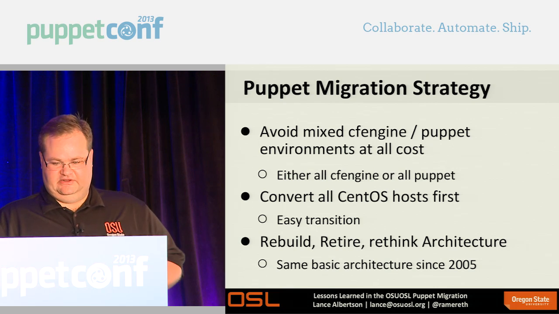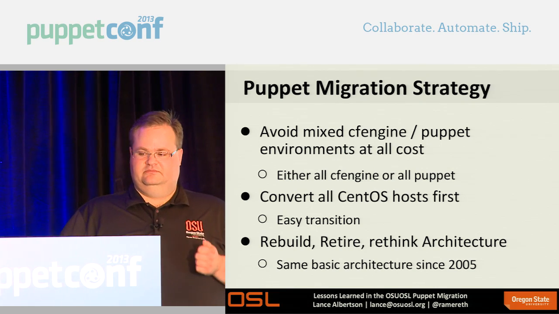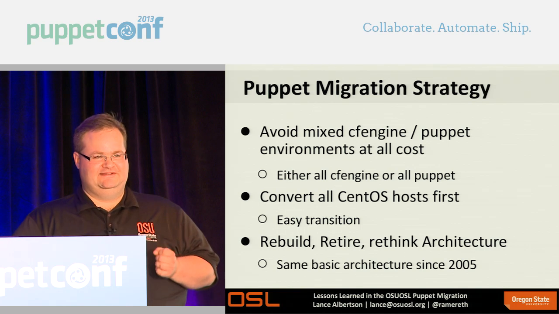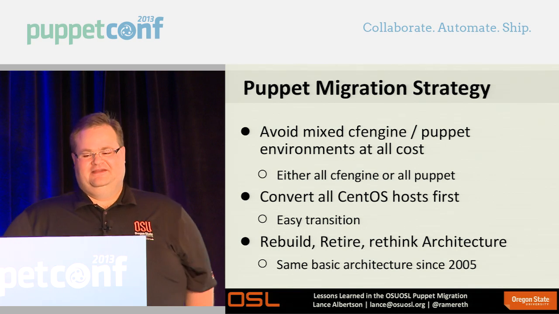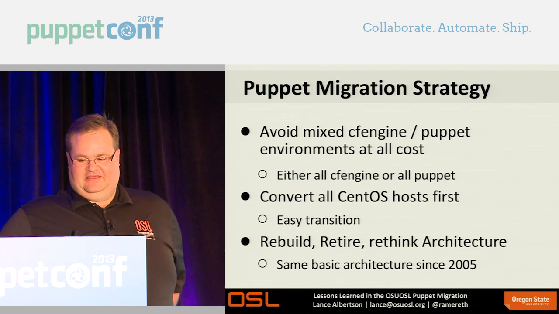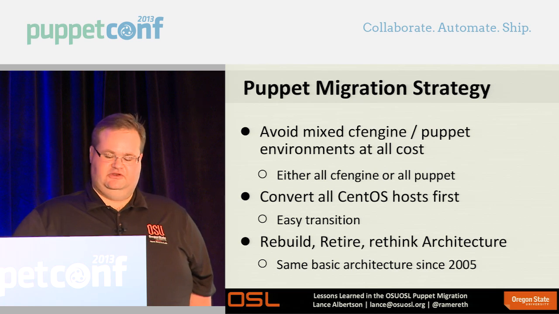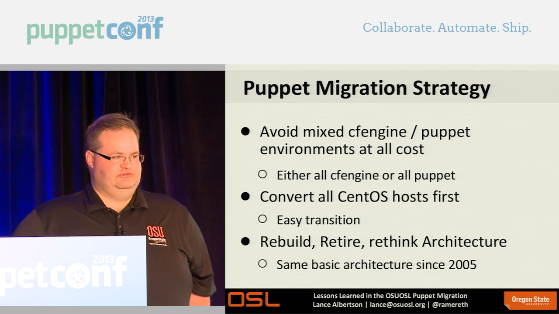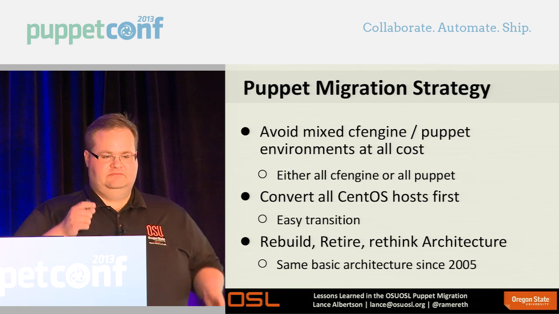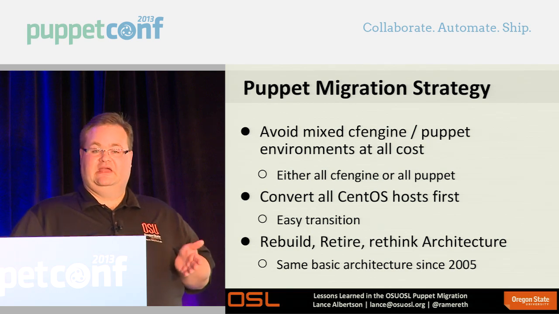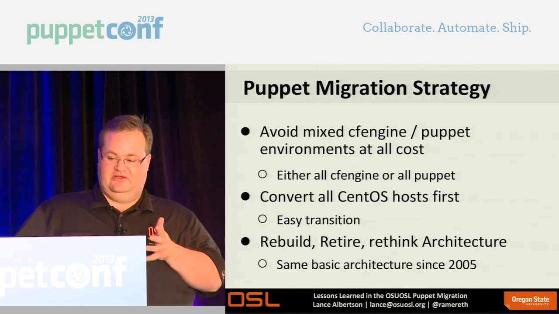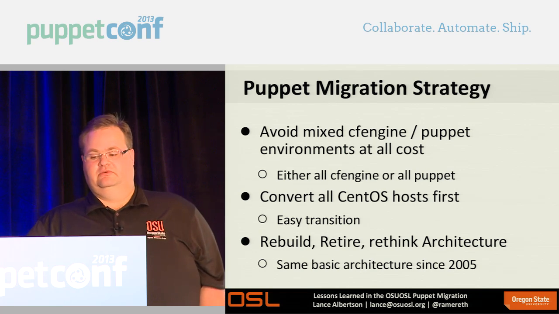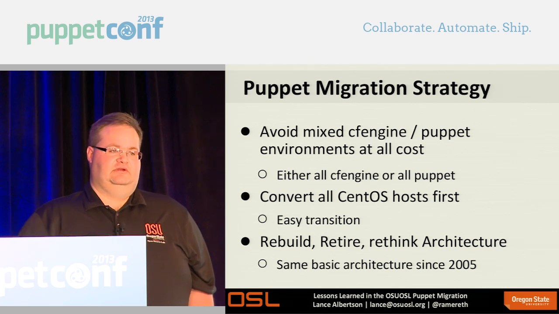So what was our strategy? We wanted to avoid mixing our CFengine and Puppet environments at all costs. Of course, that didn't happen, but that was the goal. And the other idea was converting all of the CentOS hosts first, because it was much easier to transition. The Gentoo hosts, we try to keep them in the same state as we can, but obviously we can't guarantee that everywhere. We also took this opportunity to rebuild, retire, and rethink our entire architecture.